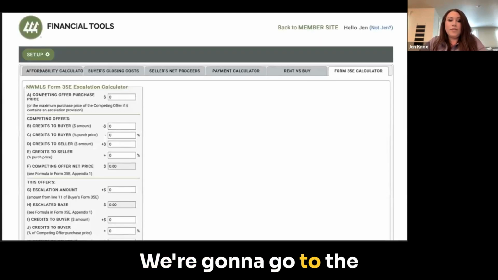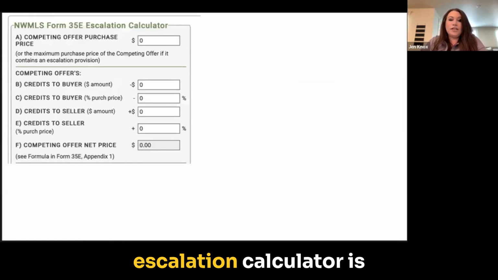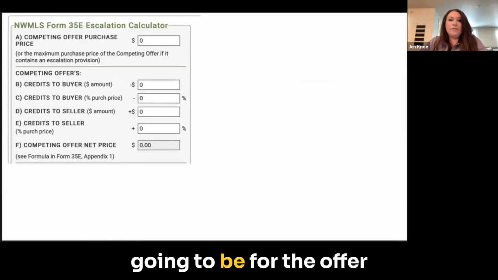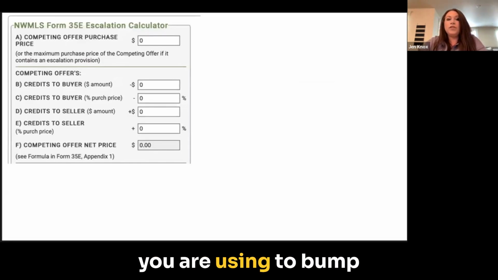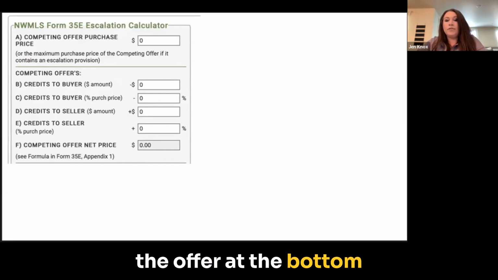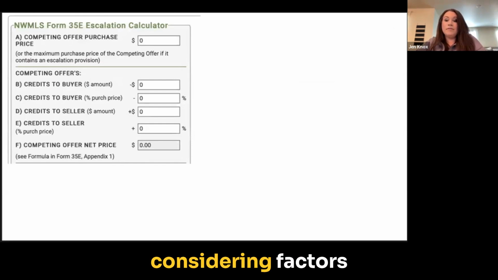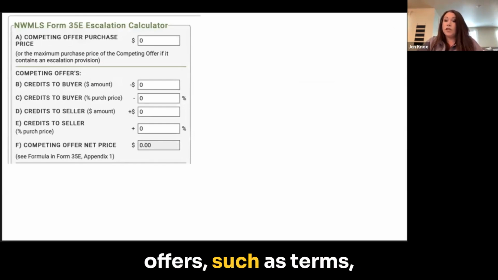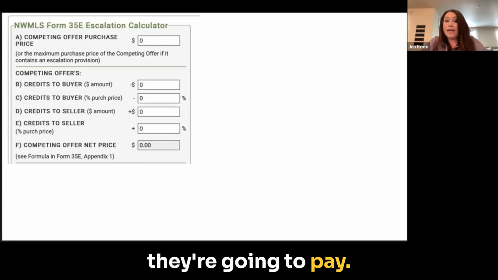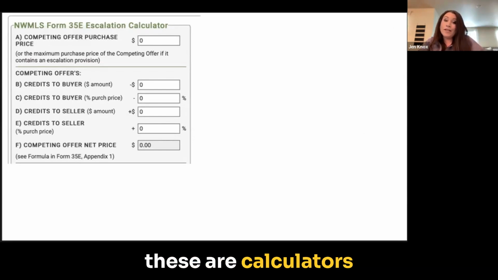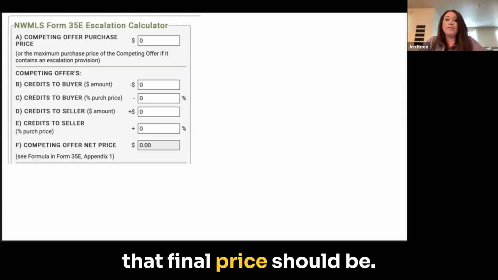We're going to go to the escalation calculator. The first part of the escalation calculator is going to be for the offer you are using to bump up the other offer. And the offer at the bottom is going to be the offer that you want to accept. So there may be other factors to consider when you're looking at offers, such as terms, closing dates, how they're going to pay. Just remember that these are calculators only to figure out what that final price should be.